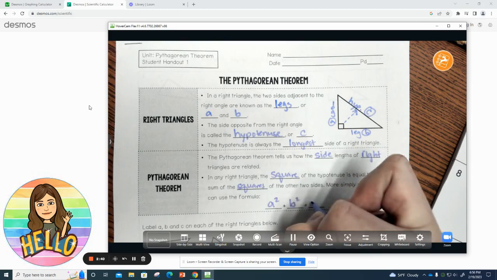Now, 3 squared plus 4 squared. 3 squared is 9. 4 times 4 is 16. So we have 9 plus 16 equals C squared. And then 16 plus 9, doing this little chunk right here, is 25 equals C squared.